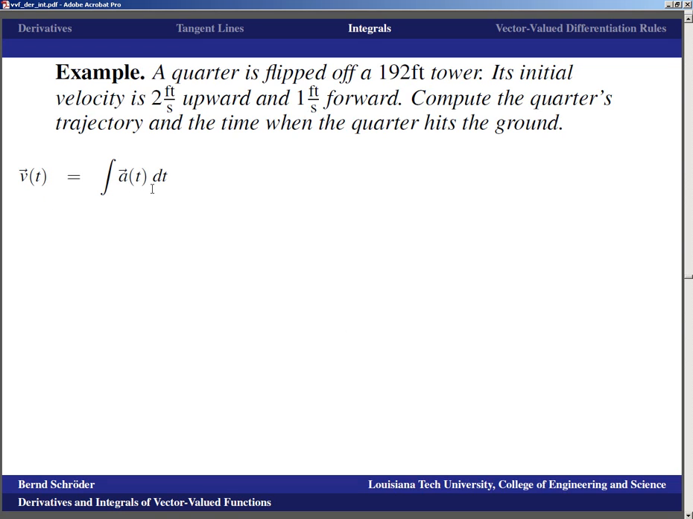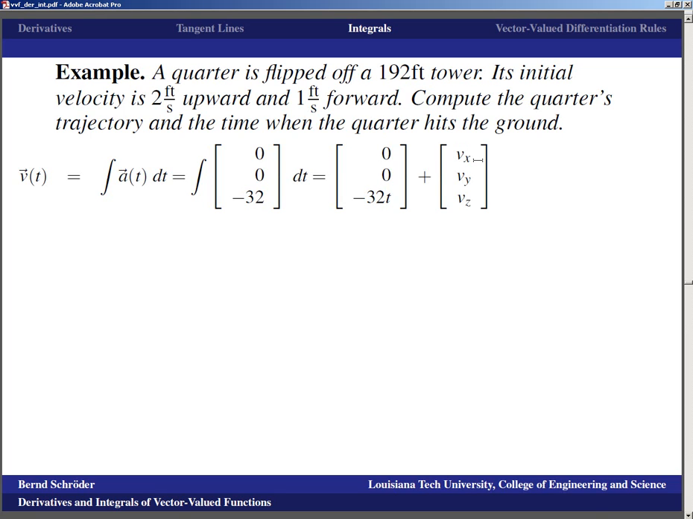Well, the velocity is the antiderivative of the acceleration, which means we integrate 0, 0, negative 32 over time. And that would be, well, 0, 0 gives us 0, 0. Integral of negative 32 is negative 32t, and then we've got that integration constant in single variable calculus. Well, in multivariable calculus, the integration constant is actually a vector. It consists technically of 3 integration constants, because we need one for x, which is vx, one for y, which is vy, and one for z, which is vz.